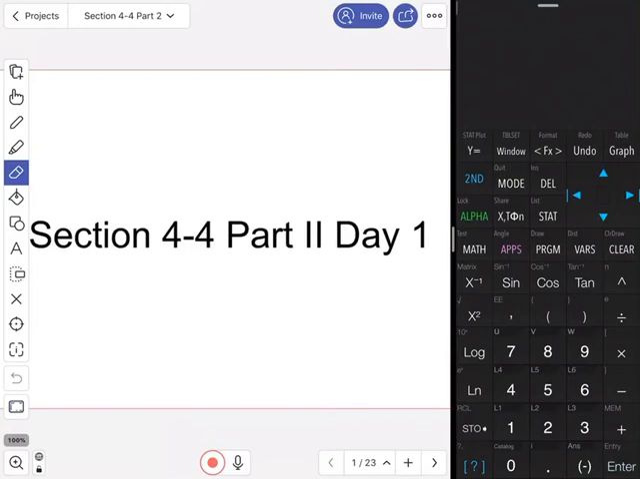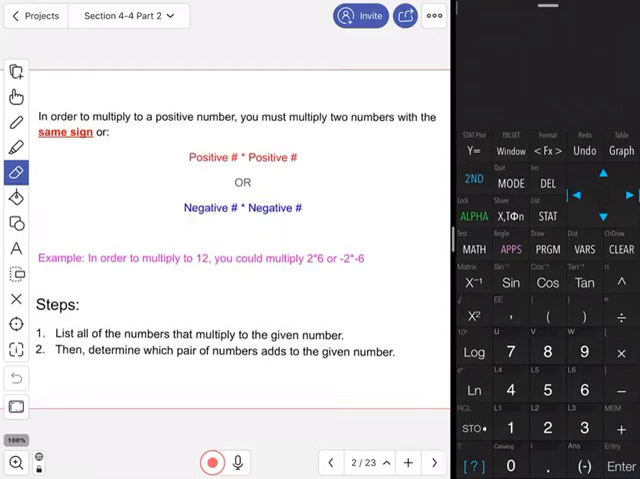In this video, we will discuss Section 4-4, Part 2, Day 1, Introducing Factoring. First, let's review some key properties of factoring.